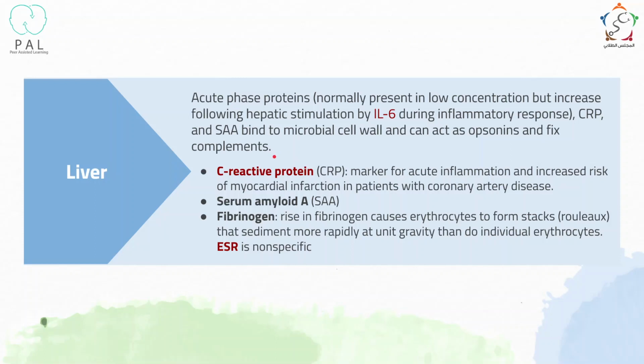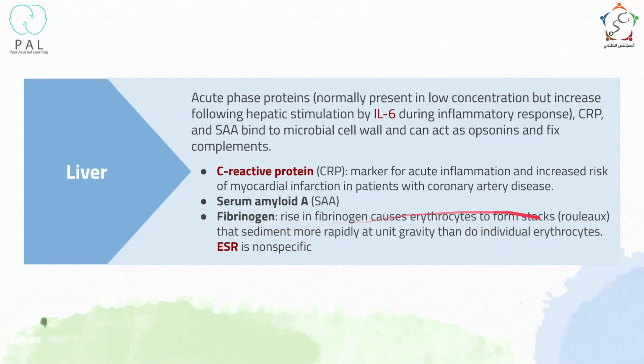If we want to go over them, I've deleted some of them, but these are the most important. C-reactive protein, or CRP, is a marker of acute inflammation and increased risk of myocardial infarction in patients with coronary artery disease. There's serum amyloid A, and then there's fibrinogen. A rise in fibrinogen causes erythrocytes to stack and form a rouleau. Fibrinogen is what is present when platelets bind and stick to each other. So if there's an injury and there's a plug, fibrinogen is present. It helps in coagulation as well.